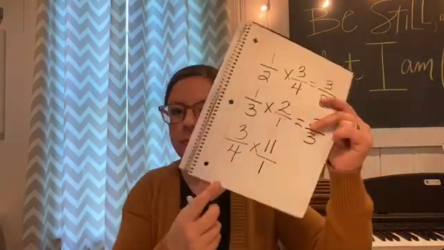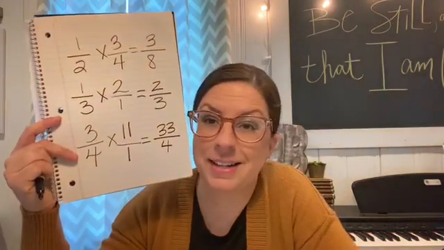Okay, let's find one that can be changed. All right, how about 3/4 of 11, 3/4 times 11. Okay, so I'm going to put the 11 over 1. 3/4 times 11. What's 3 times 11? 33. What's 4 times 1? 4. Okay, so that is an improper fraction.